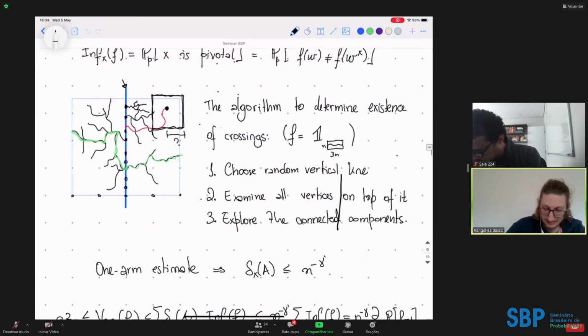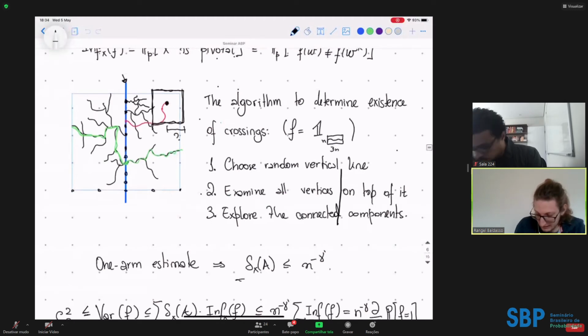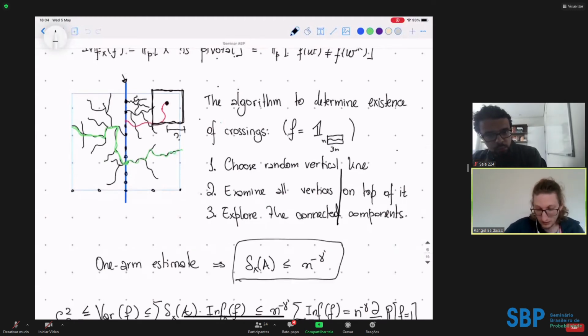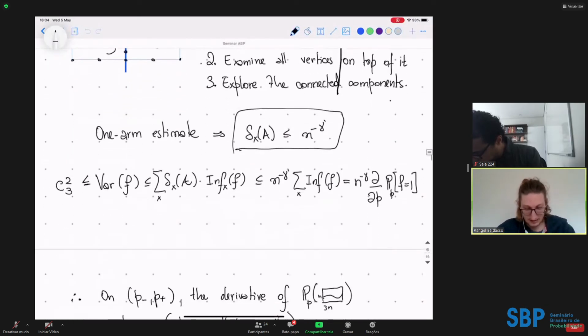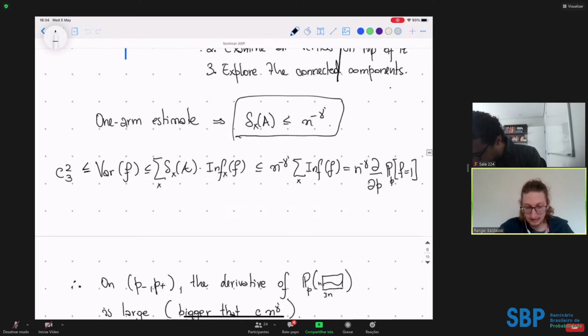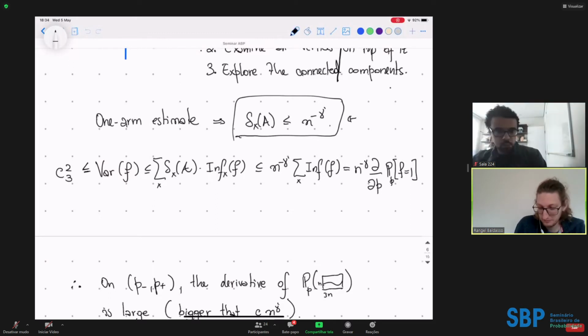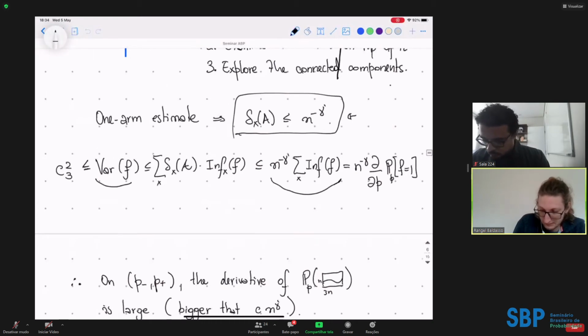Okay, so this is not a complete proof of this estimate, because you still have the case when your vertex is actually very close to your line. But this is taken care of by noticing that since you chose the vertical line at random, this probability is very small for a given vertex. Okay, so now that we have this bound on the revealment, we can bound the variance via this sum here. So this variance is bounded by this sum of the influences, right?